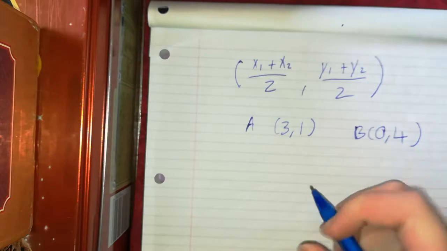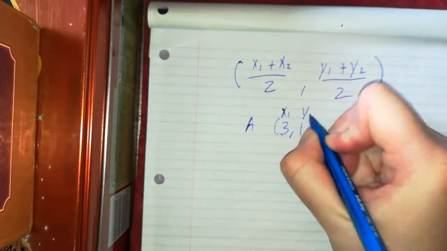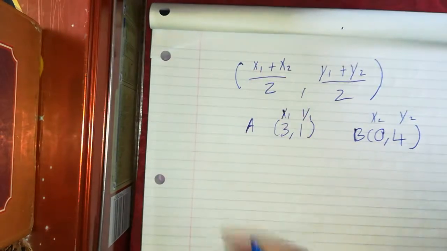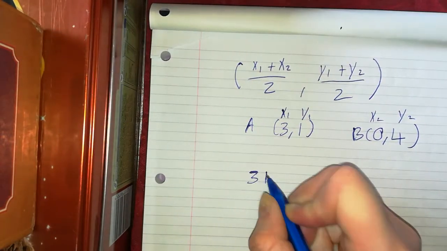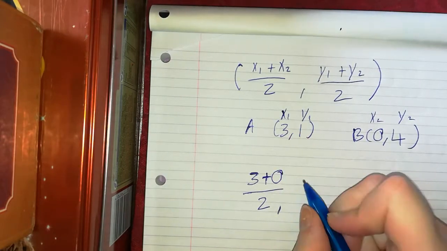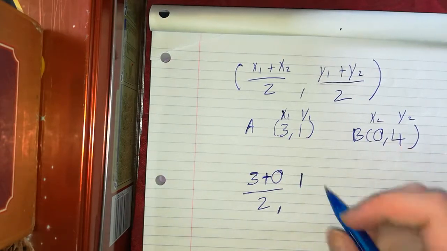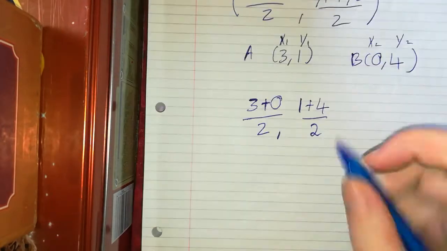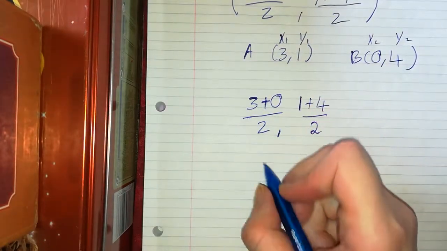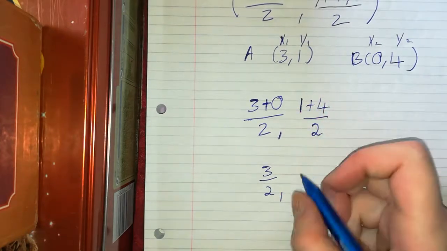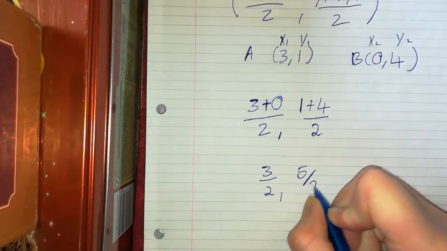It doesn't matter, we just have to label one of them x1, y1, and the other x2, y2. So x1 plus x2, so that's going to be 3 plus 0 over 2, and then y1, which is 1, plus y2, which is 4, and then that's over 2. So then I get 3 over 2, and then that's going to be 4 plus 1, which is going to be 5 over 2.